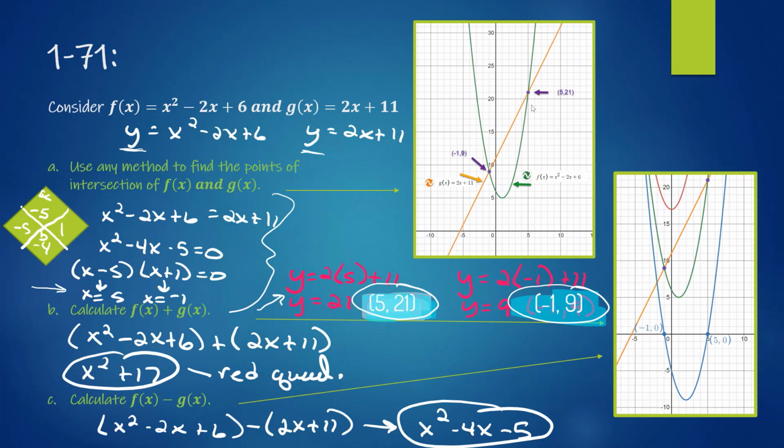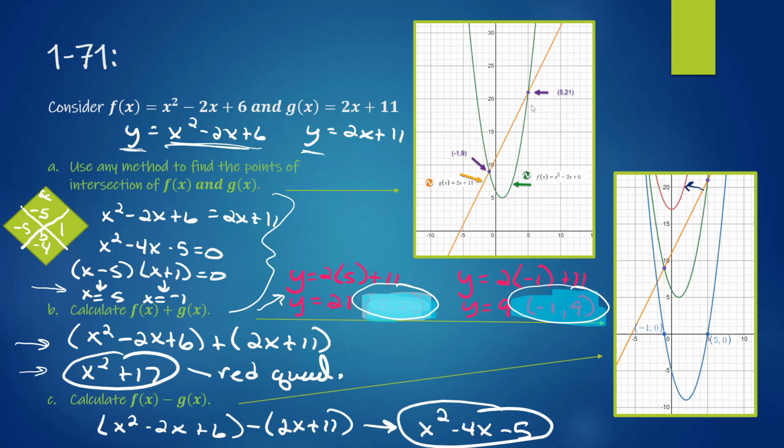Both of those values will also give you the same value if you plug them into the quadratic up here, but that would take more time. So you guys can do that on your own if you like, but it will give you the same intersection points. I just picked the easier equation to plug them in. Part B, it's asking you to add the two functions. And so all you're doing is combining like terms, so you end up with x squared plus 17. That is this particular drawing right here, okay?